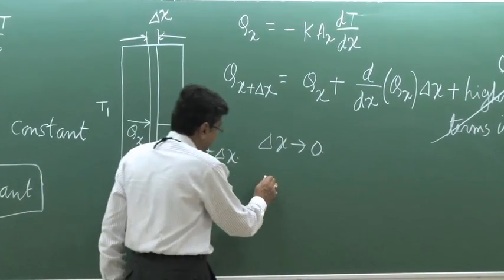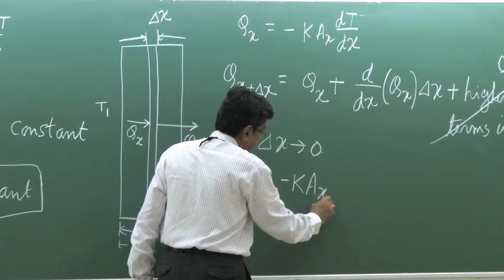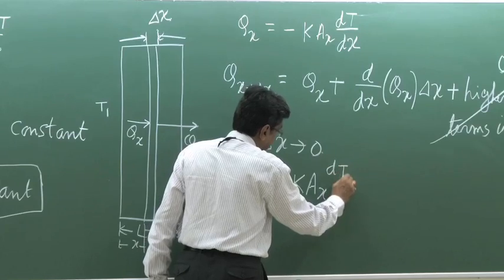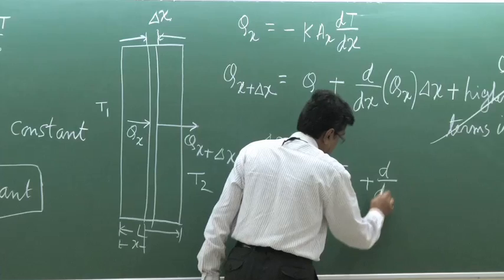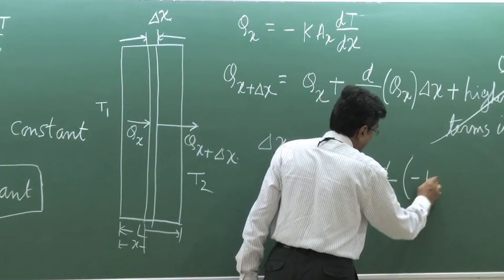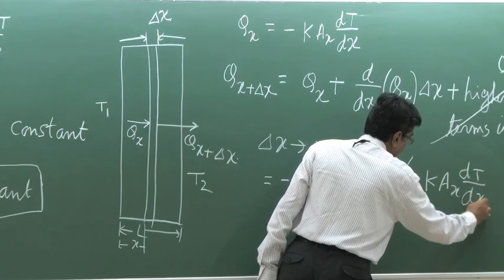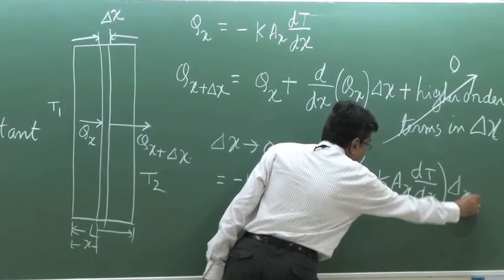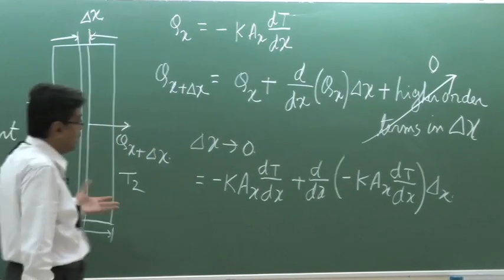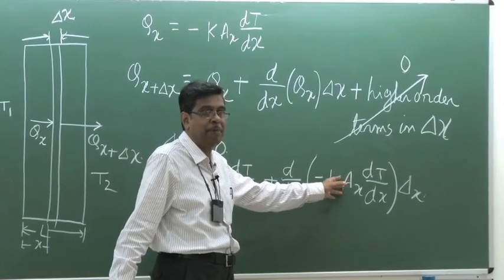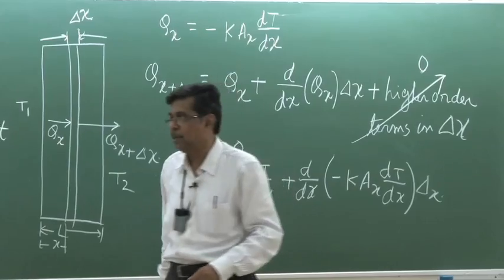And therefore, Qx plus delta x can be written, with the help of this, as minus k Ax dT/dx plus d/dx of minus k Ax dT/dx into delta x. Here I have not taken into consideration that k is constant or Ax is constant. This comes as a whole within the bracket d/dx. That means this can change with x.